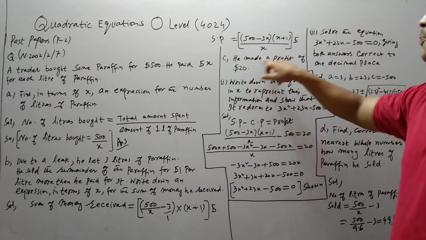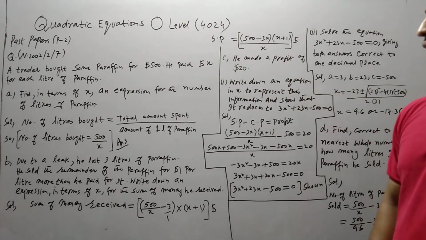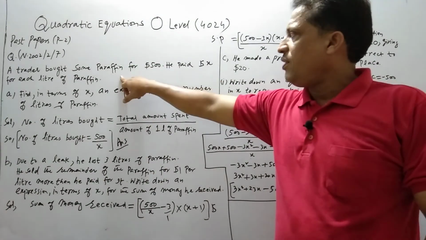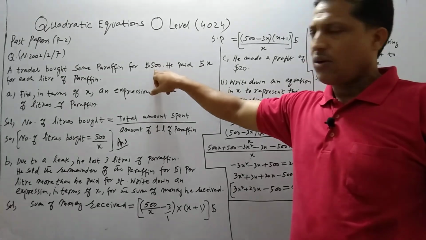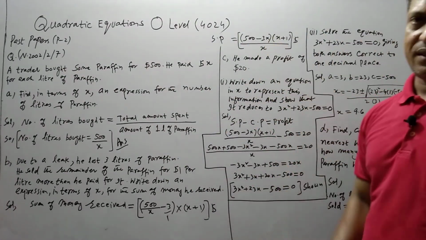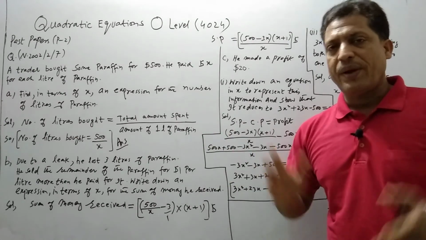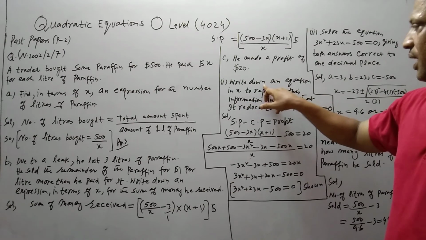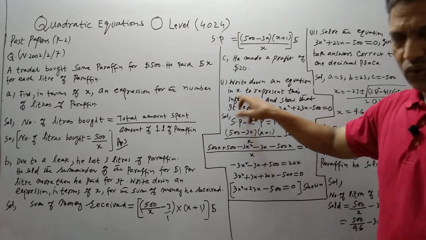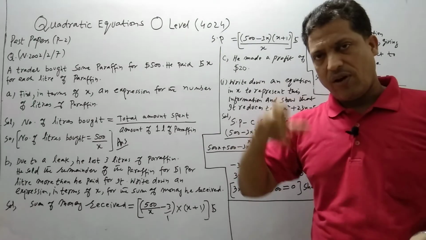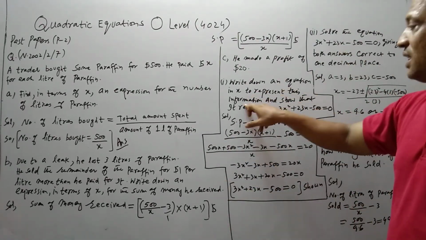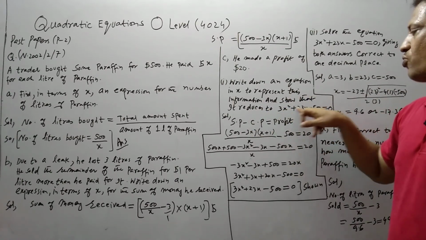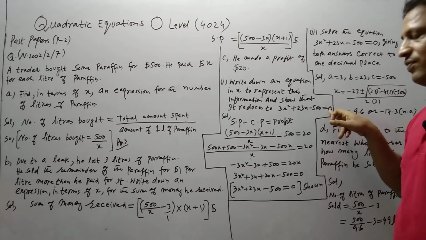Now come to part C. He made a profit of $20. He purchased paraffin for $500, so this is the cost price. This is the selling price. After selling the whole paraffin, he made a profit of $20. Write down an equation in X to represent this information and show that it reduces to 3x squared plus 23x minus 500 is equal to 0.